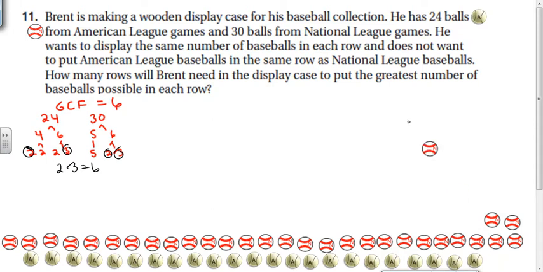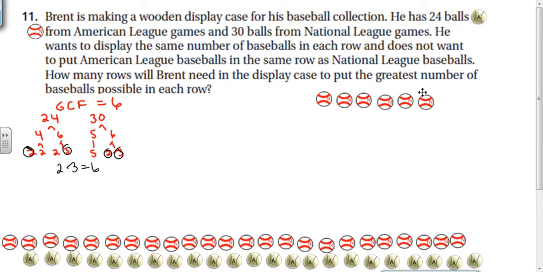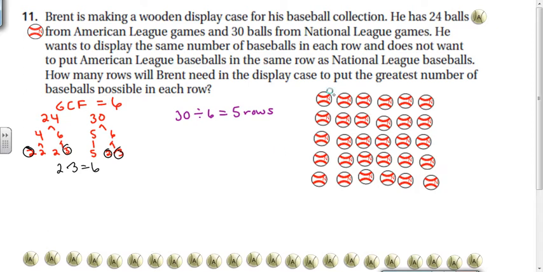So I can take 6 of the National League balls, put them in a row. If I put 6 in every row, how many rows am I going to need for that? Well, I've got 30 of those balls, so if I do 30 divided by 6, that means I'm going to need 5 rows to do it. So now my picture just proved that it really did take 5 rows to put 6 balls in each row.